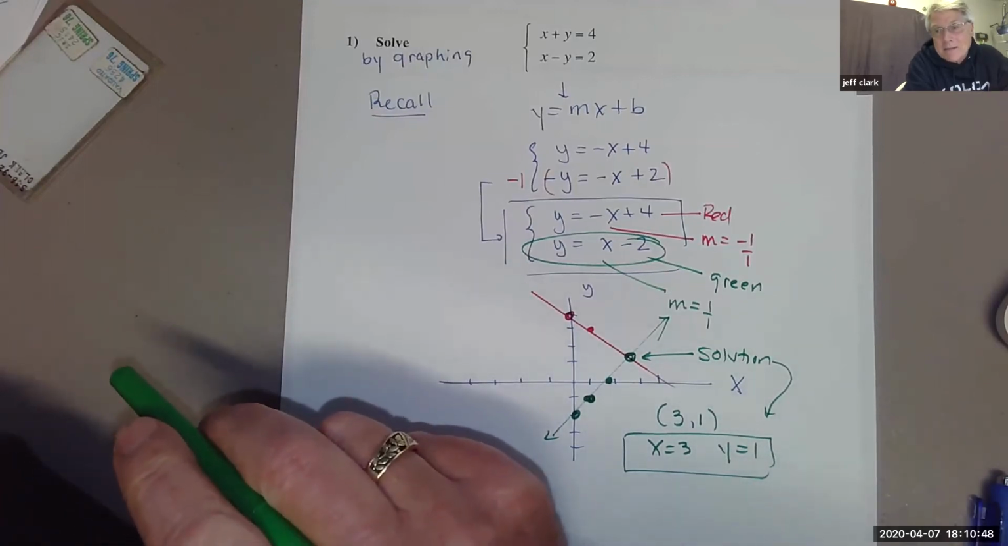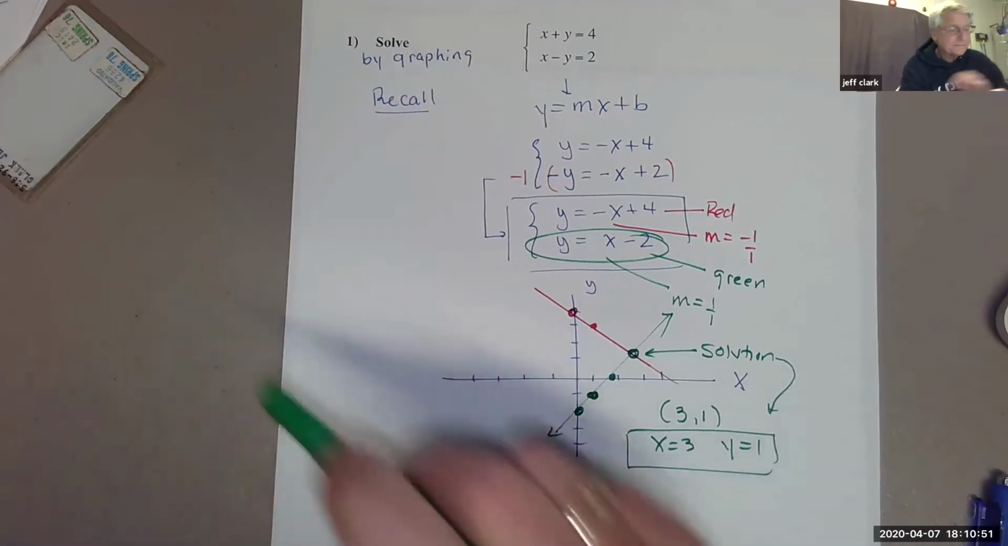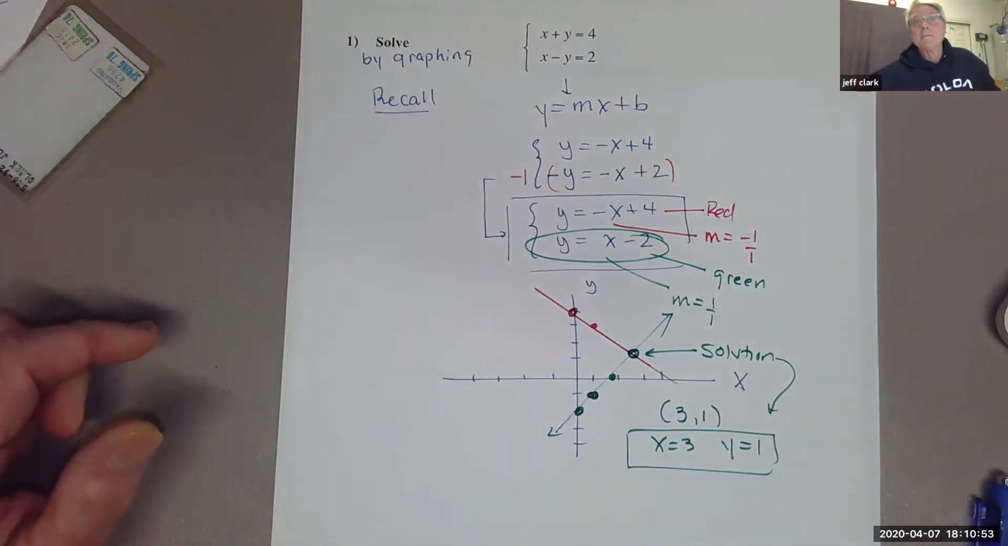Well, the method I'm going to show you in section 4.3, which is the elimination method, will find the same x and y algebraically, but we're going to do it by what we call eliminating one of the variables. And you have to set it up in a very special way. You want the original problem, if it's not already, in standard form.